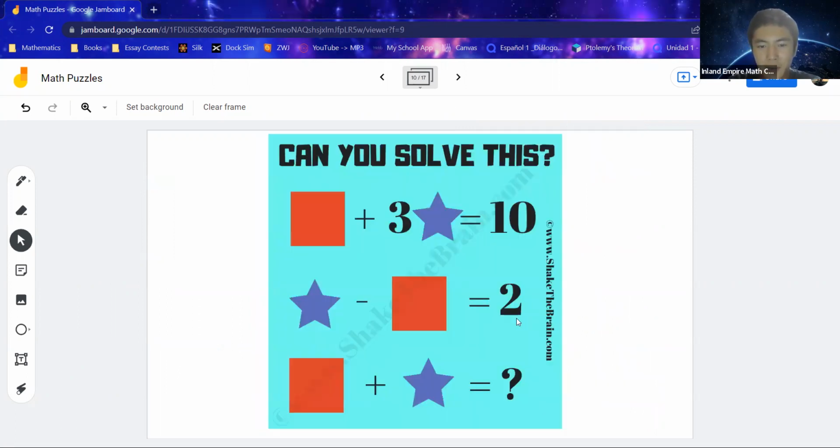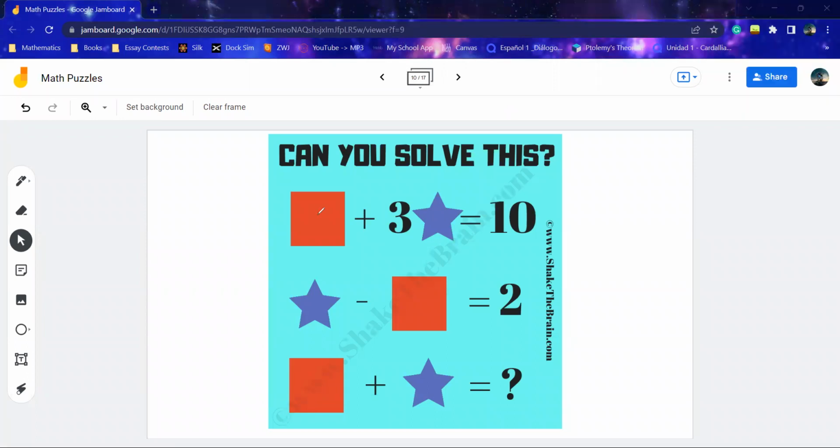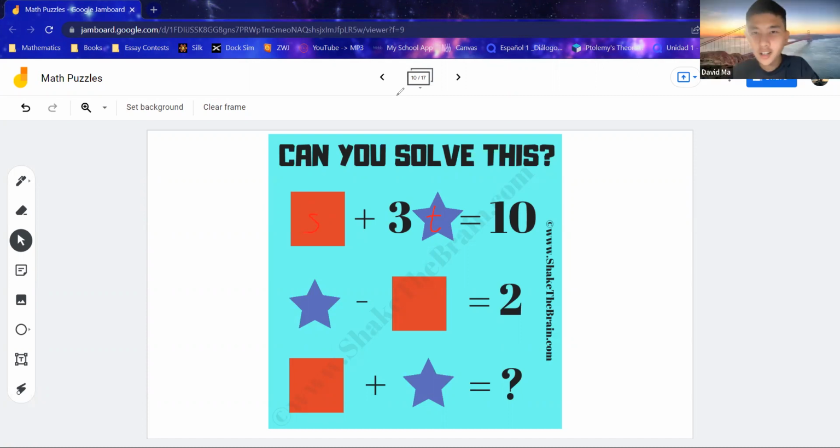This one also involves more algebra because it would be very hard to solve it without using algebra. So why don't we give this a new variable? We're going to call the square S and the triangle T. All right, David, you want to help explain this? I'm going to chill for a little bit. Sure. Since we have S here and T here, this is also T and this is also S.